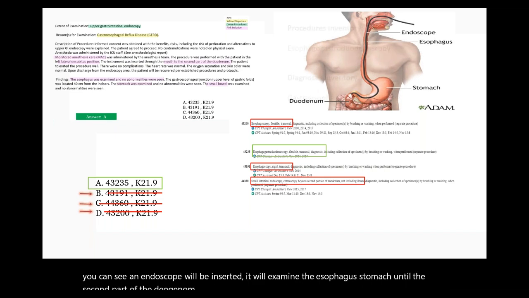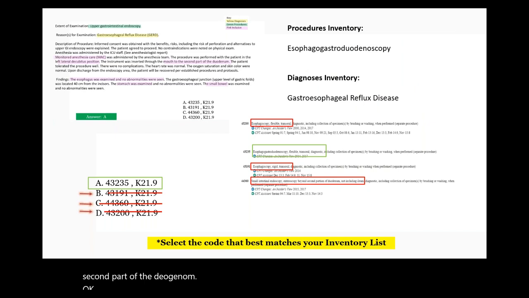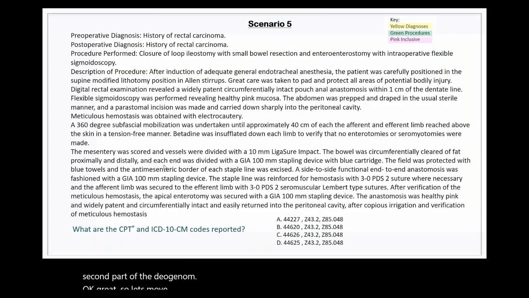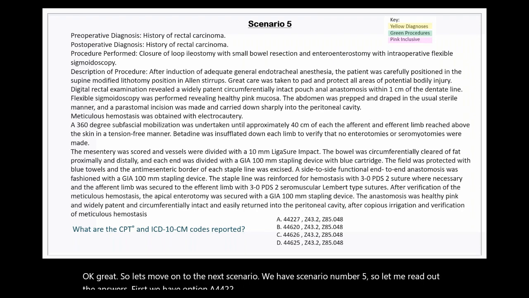Okay, great. So let's move on to the next scenario. We have scenario number 5. So let me read out the answers first. We have option A 44227, Z43.2, Z85.048. Option B 44620, Z43.2, Z85.048. Option C 44626. Option D 44625.